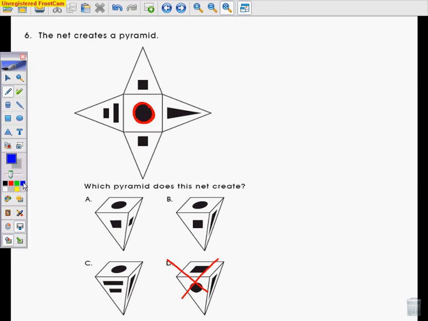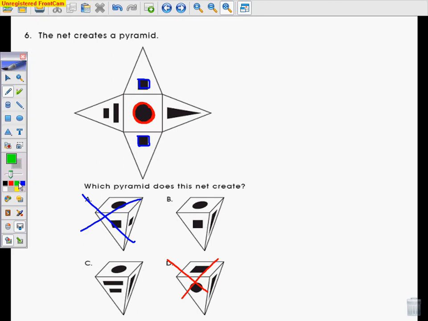Other things that I might notice are that these squares are opposite each other. So when I fold that net in, those aren't going to be touching each other adjacently. So I could automatically eliminate A because the squares here are touching.